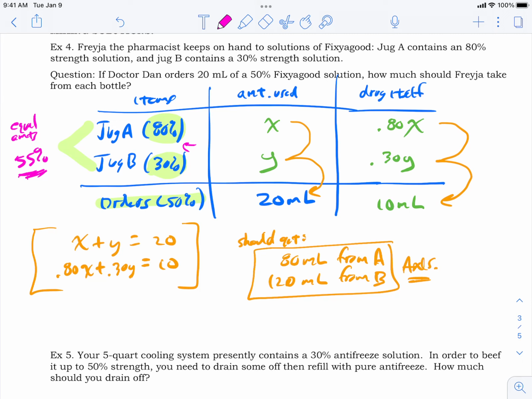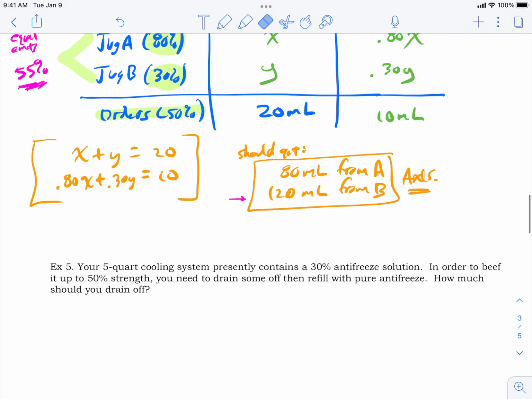Was that our goal? No, our goal was to go a little weaker than that. That means we want to take a little more of the weak stuff. See what I mean? If we took equal amounts, we'd end up at 55%. That's too high. You want it weaker. So you want to take more of jug B. Is that what we did? We sure did. So at least in that sense, we can say our answer seems reasonable. It's good to chew on this stuff, especially when you don't get partial credit for an incorrect response. You really want to have ways of looking at these things and say, how can I be sure that I've done it right? And that's one way. Look, it's reasonable. That's good.